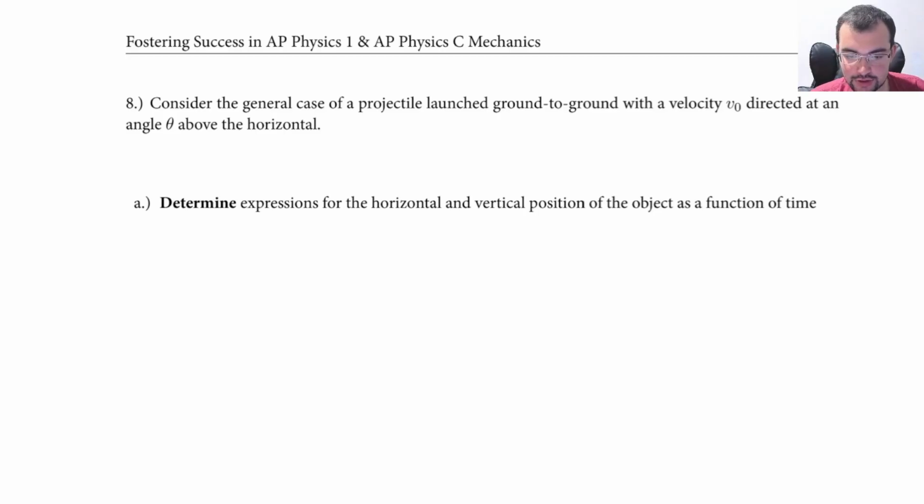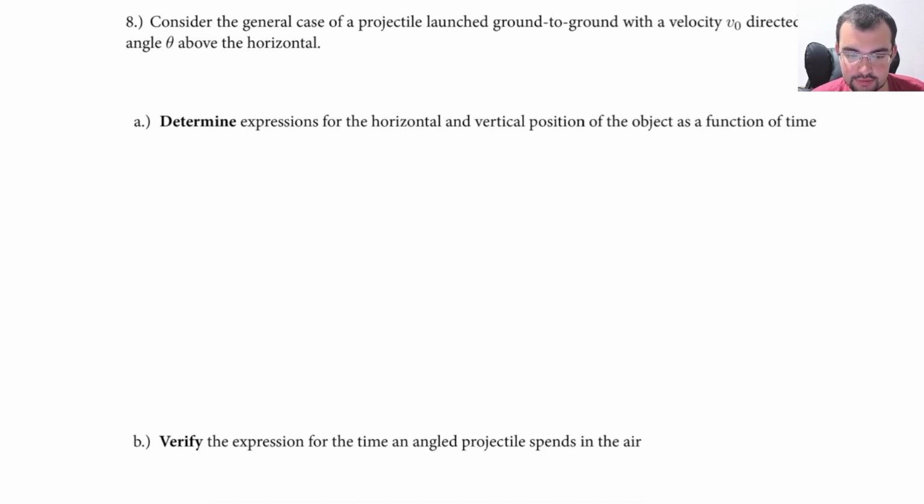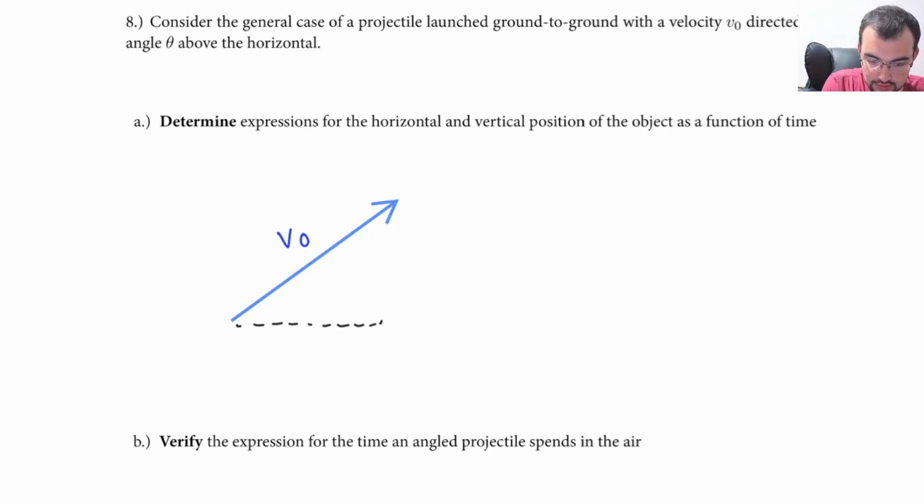All right, last exercise is we will prove all of those boxed formulas. All right, general case, projectiles launched at an angle above the horizontal. Launched at velocity v0, angle is theta. Determine expressions for the horizontal and vertical positions of the object as a function of time. Well, of course, we know that v0x is v0 cosine theta and v0y is v0 sine theta. It's just our standard angle.